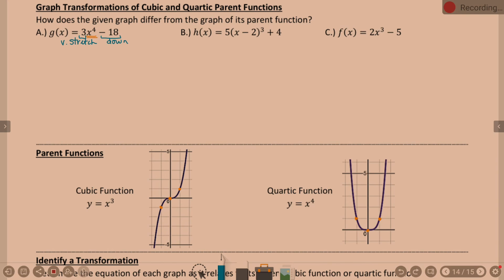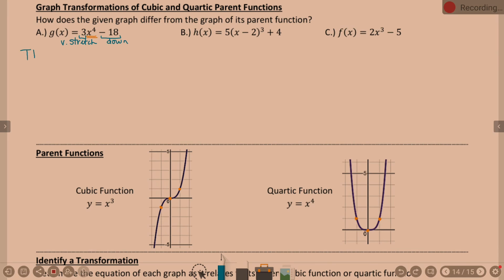That's what you need to be able to identify for that. We've done this, right? Lots of times. Except we did more with parabolas and absolute values and stuff. So I'm going to write this out in words. And I am going to mention what my parent function is. So in this case, my parent function is x to the fourth.